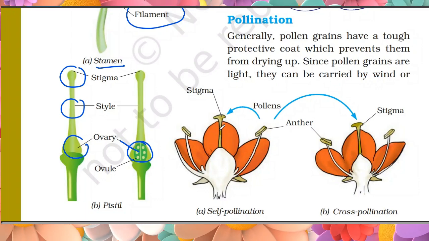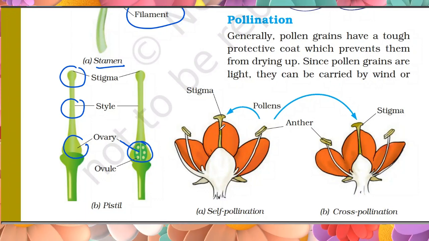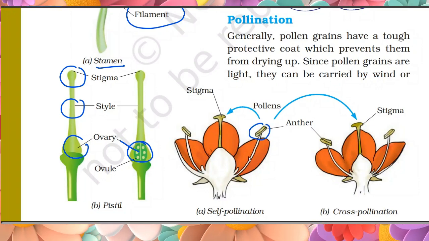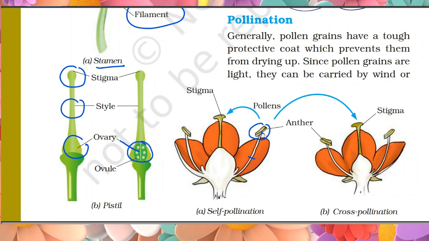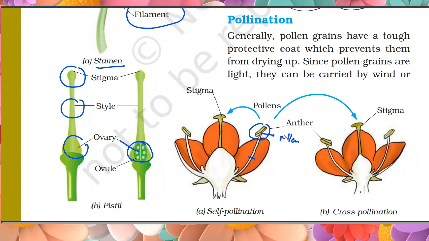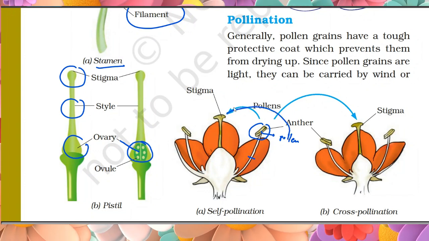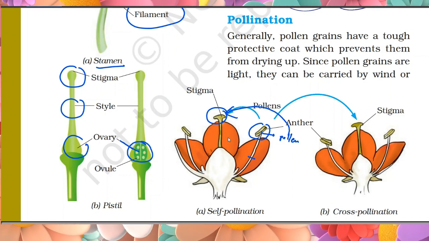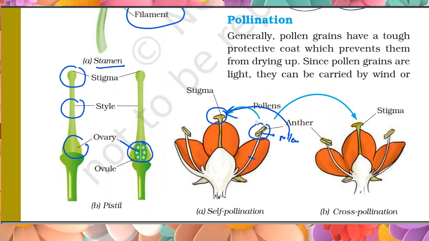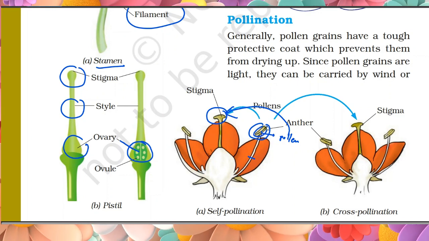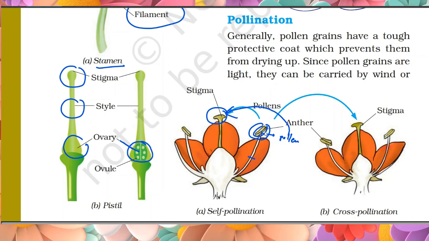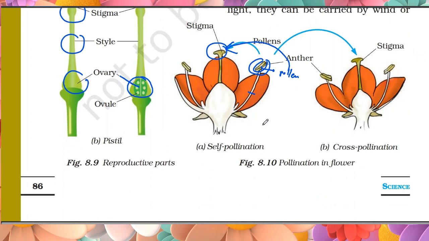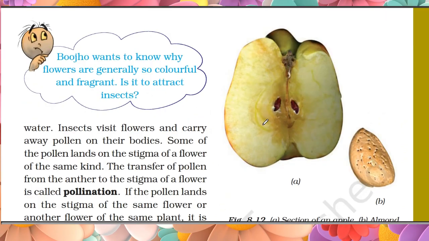Pollen grains have a tough protective coat which prevents them from drying up. You can see here, this is the anther and this is the filament. The anther contains pollen grains, and when they are attached to the stigma, which is a female reproductive part, pollination happens. This is the outer coat which protects the pollen grains from drying up. Since pollen grains are light in weight, they can be carried by wind, air, insects, or even water.